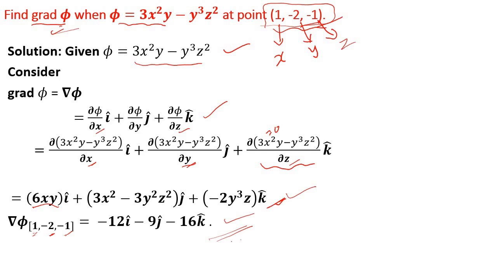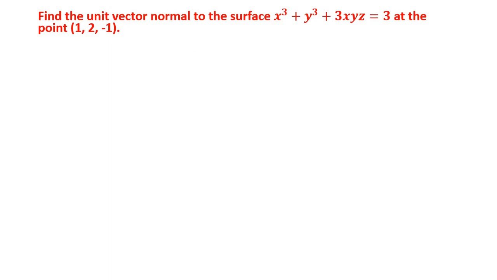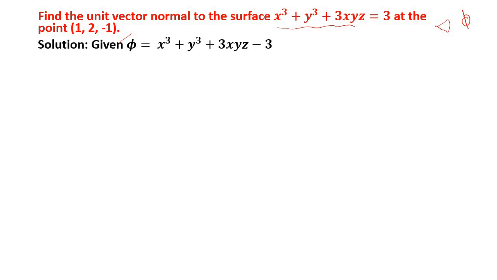Next, we'll discuss one more problem on the next topic: find the unit vector normal to the surface x cubed plus y cubed plus 3xyz equal to 3, and a point is given. To find a unit vector normal to the surface, first I want to find the gradient of the given scalar. So what is the scalar here? Phi is equal to x cubed plus y cubed plus 3xyz, shifting the constant here, minus 3. So this is the given scalar.